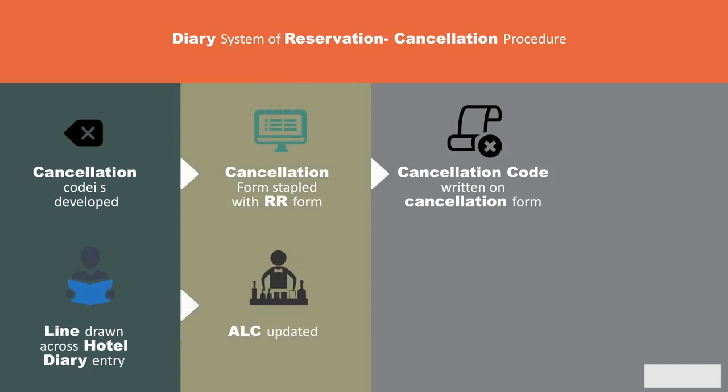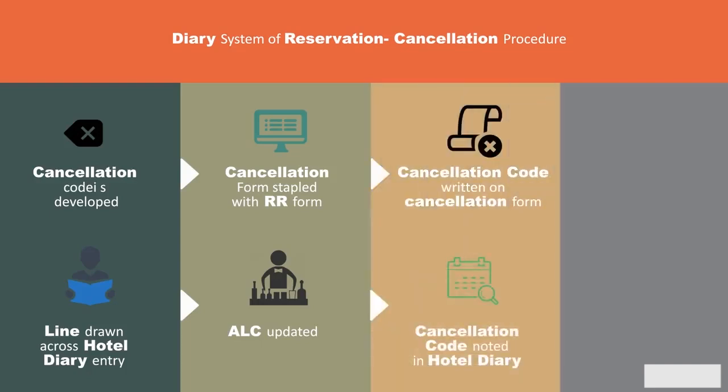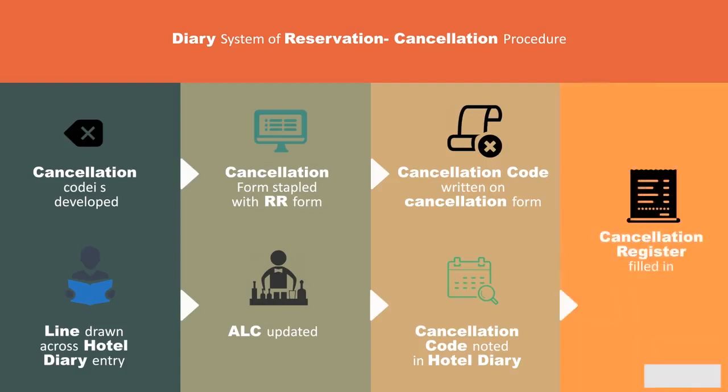ALC is updated and then RSB if required. The cancellation code is noted down in the remarks column of the hotel diary along with the signature of the reservation assistant. The cancellation register is then filled in.